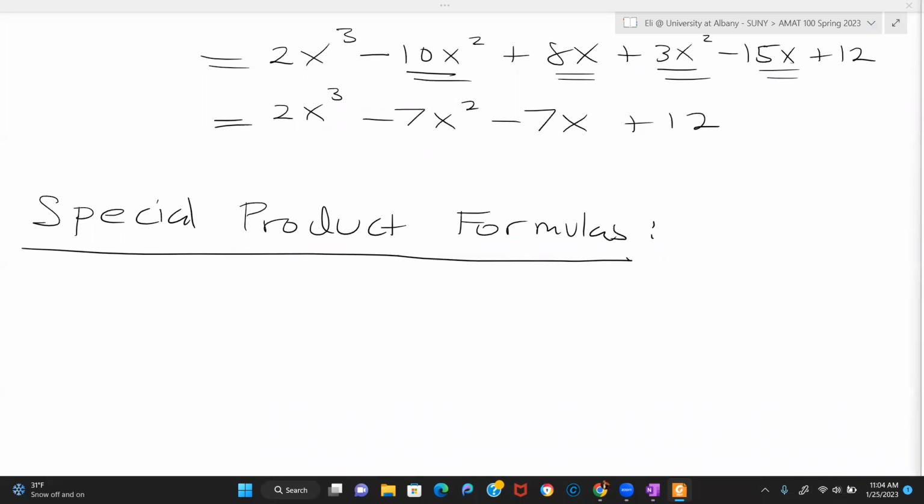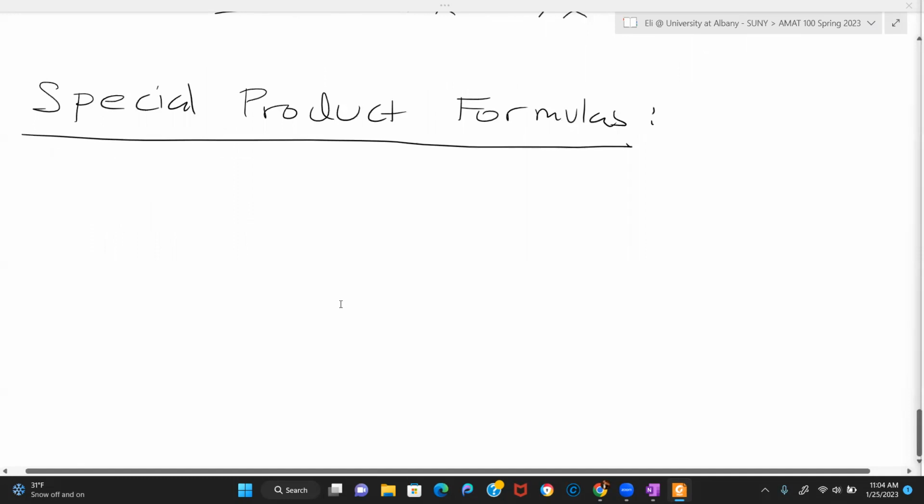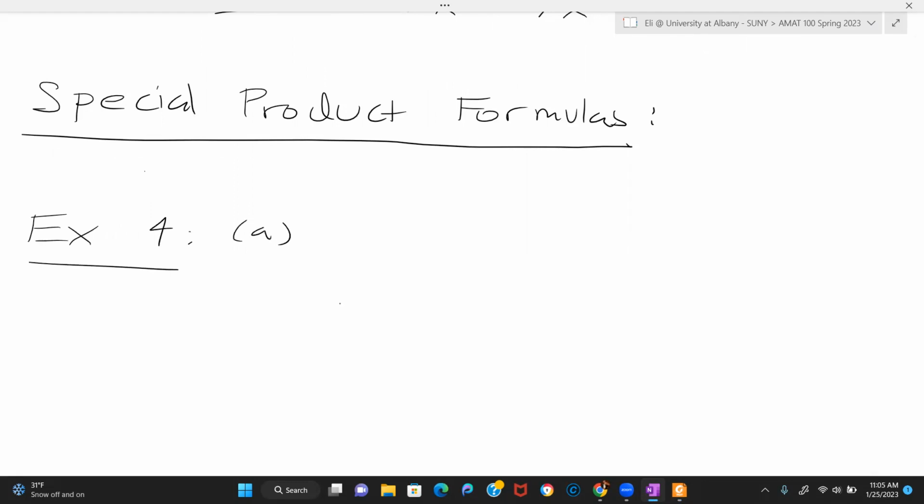So let's look at an example. It's example 4, and for part A, we have 3x plus 5 squared. And again, you can refer to the table and write out what it equals without having to do any calculation, so to speak. But really, it's easier to just do the calculation. So I will do that out so you can expand it in this way.